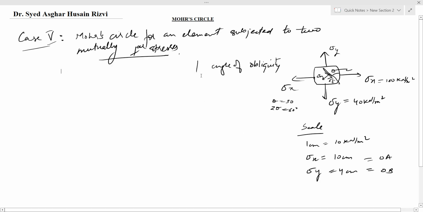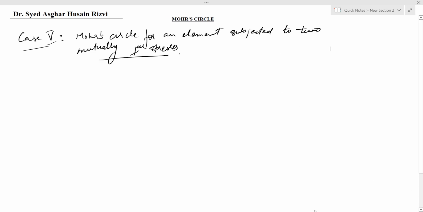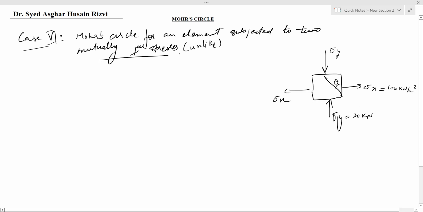There may be a case when both stresses are unlike. That is, one stress is tensile and the other stress is compressive. This we will discuss in case number 6 for unlike stresses. Let sigma x be tensile in nature and sigma y be compressive in nature. Here also we will take some values to draw the Mohr circle. Let them be 100 kilonewton per meter square and 20 kilonewton per meter square.